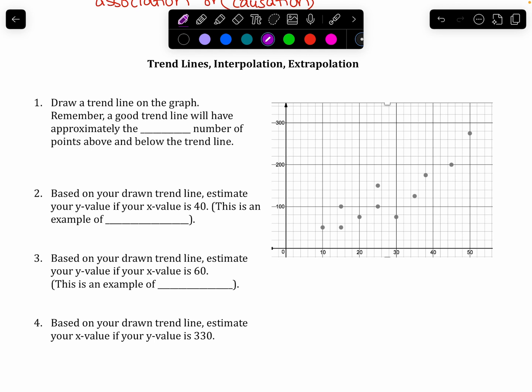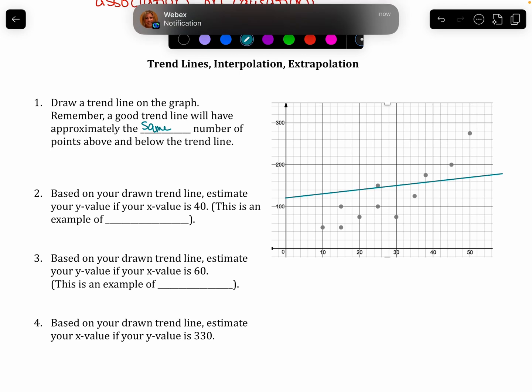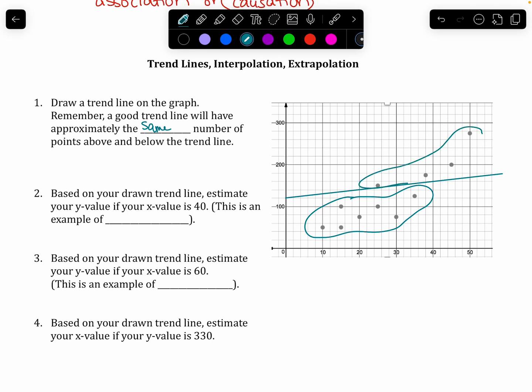Okay. Let's move on to trend lines. All right, so number 1 says draw a trend line on the graph. Remember, a good trend line will have approximately the same number of points above and below the trend line. So this should be same. So when I look at this graph, this would not be a good representation of a trend line. Notice that I have a whole bunch of points or coordinates at the bottom, but I only have like 4 at the top. So that's not really a good representation of my trend in this data.